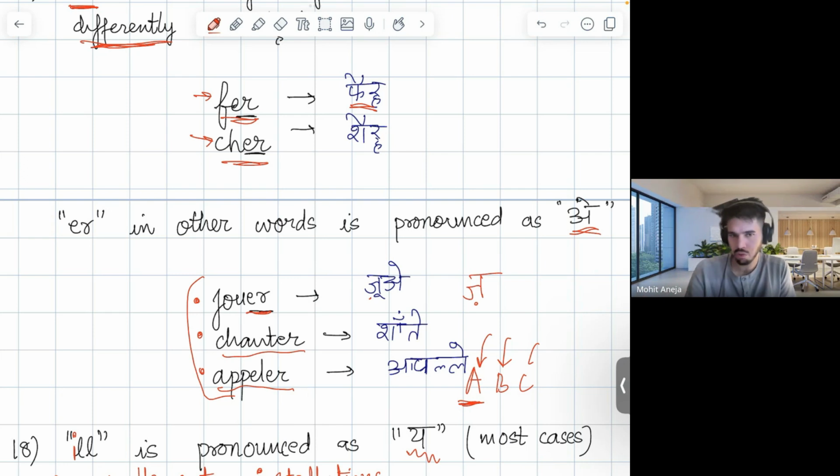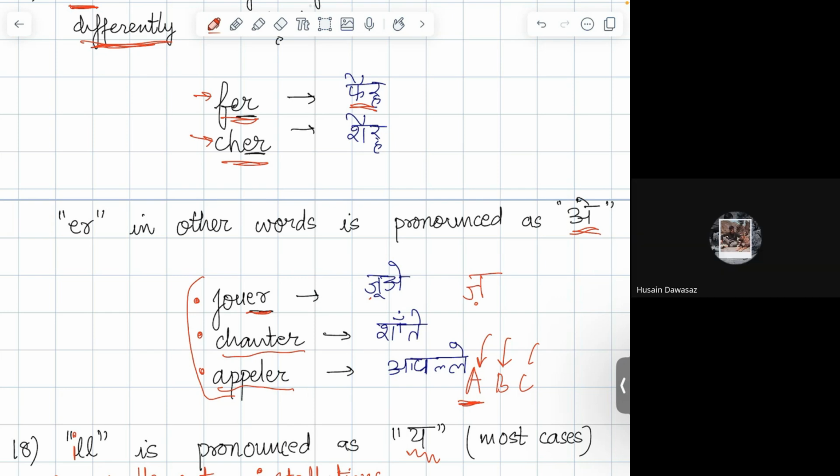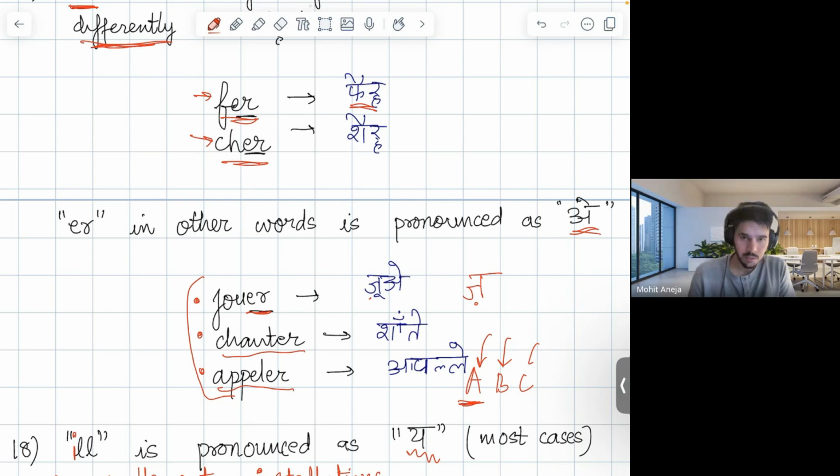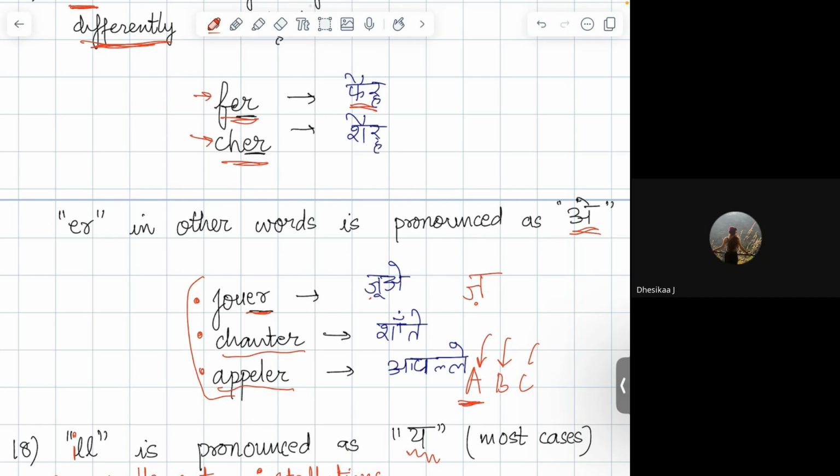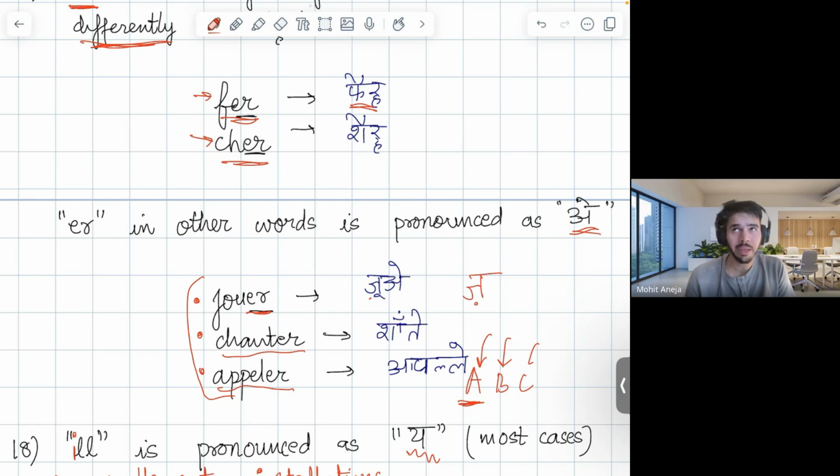It's a softer j. Can Desika repeat these three words for me, please? Jouer, chanter, appeler. It's not appelle, it's appelé. I said those sounds differently because I wanted you to understand there are three syllables, but when we say them together, it's almost like we're saying two syllables. Appelé, appeler.